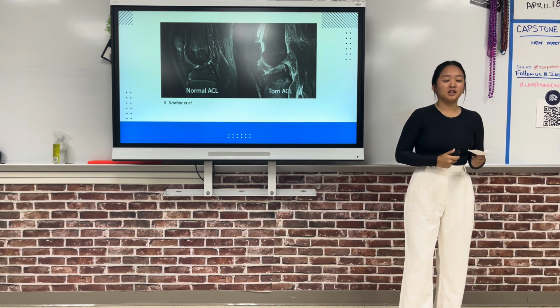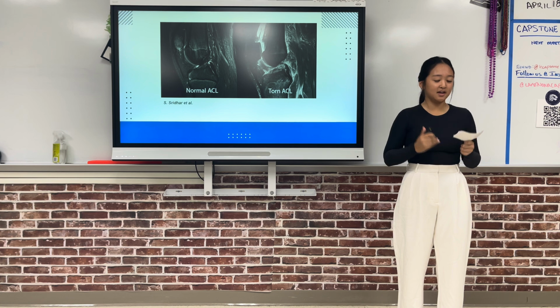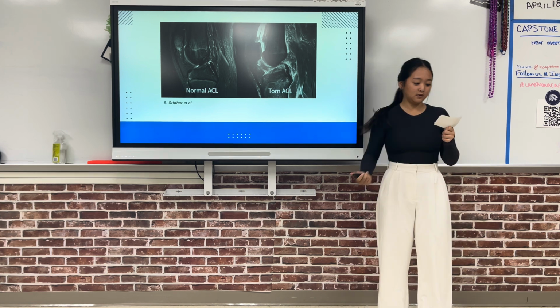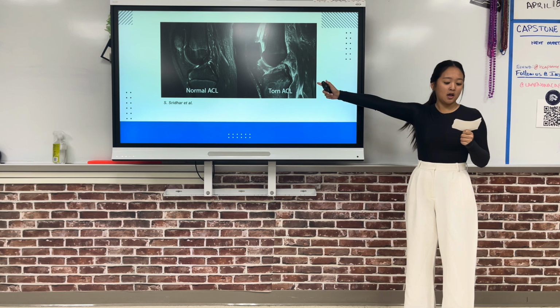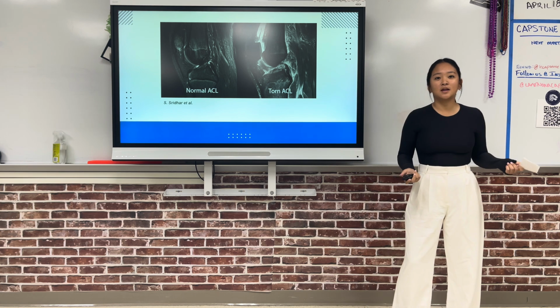An ACL injury is a tear or an overstretch of the anterior cruciate ligament that connects the two large bones of the leg, the femur and the tibia. So as you can see in the second image, there is a gap and a displacement between the two bones and the patella. This injury can be excruciating.